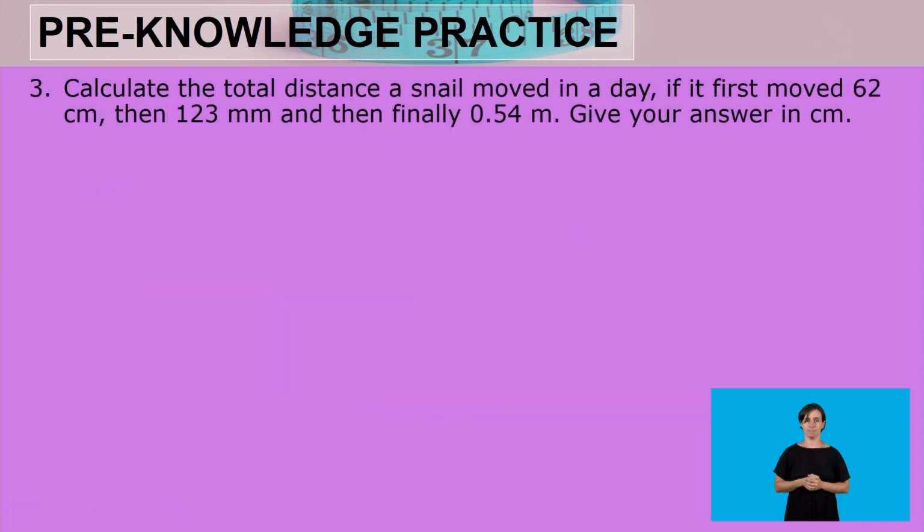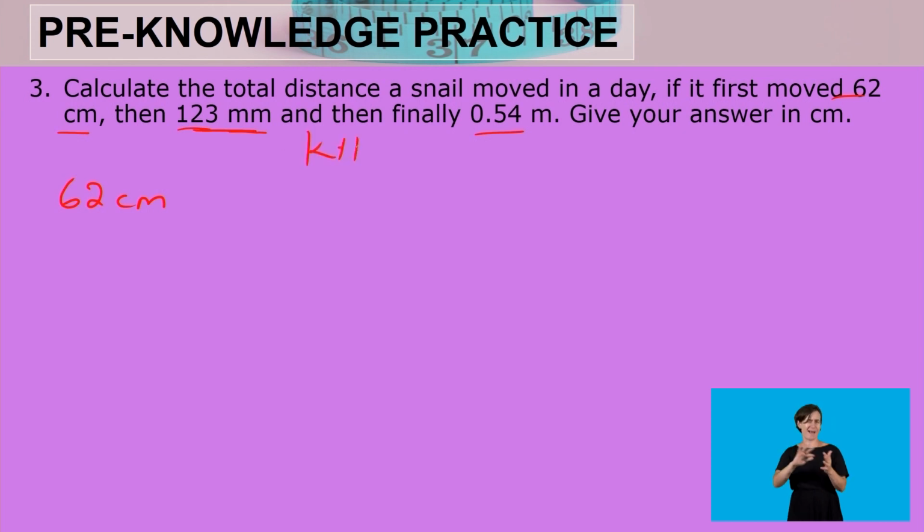Okay, then the next question, calculate the total distance a snail moved in a day, if it moved 62 centimeters, then another 123 millimeters, then finally 0.5 meter. Give your answer in centimeters. So it means we must convert all our units to centimeters. The first one that we have is 62 centimeters. There's no need to convert that. Then we have to convert millimeters to centimeters.